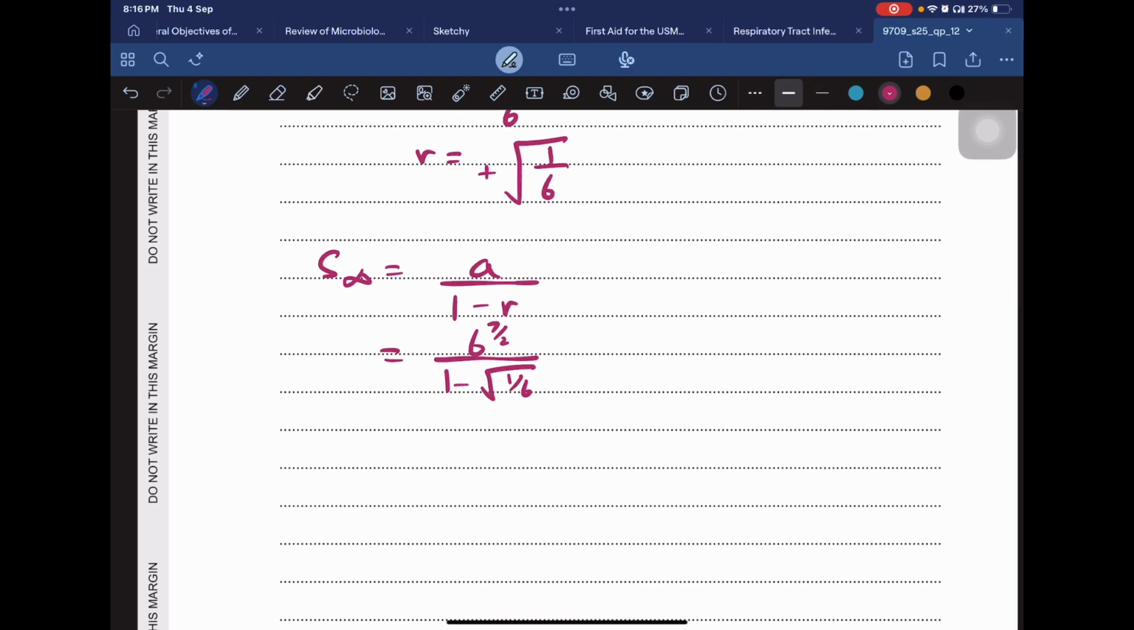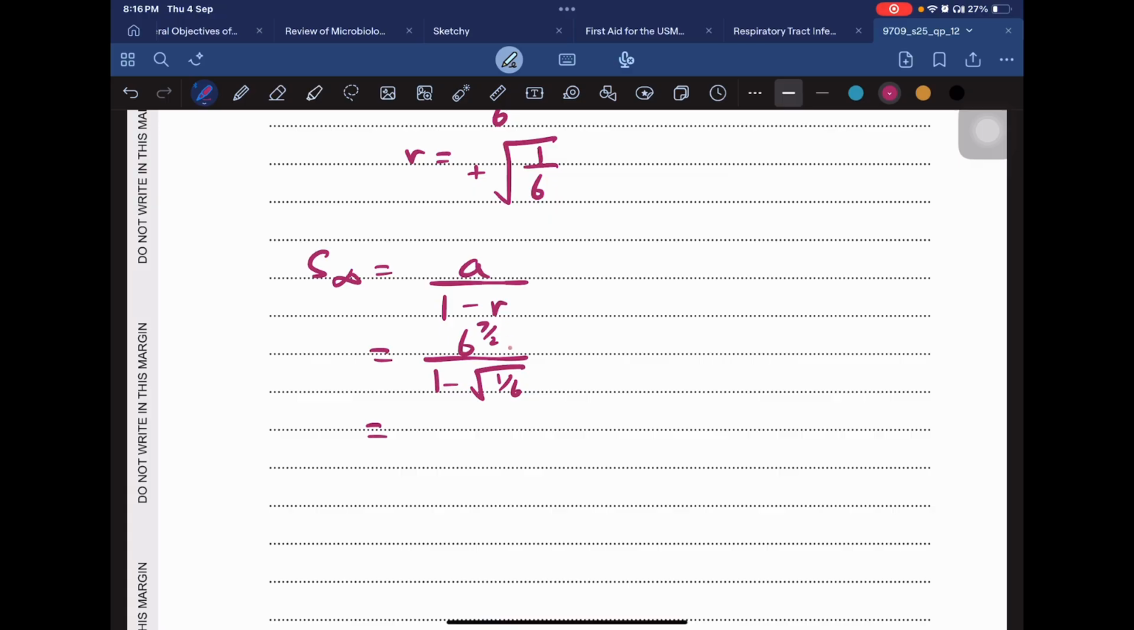Okay. So 6 power 7 upon 2, and then we have 1 minus this. Okay, so I can write this as root of 6 power 7 upon 1 minus 1 upon root of 6, right? Now if I multiply root of 6 in both the numerator and the denominator, so what would I get?